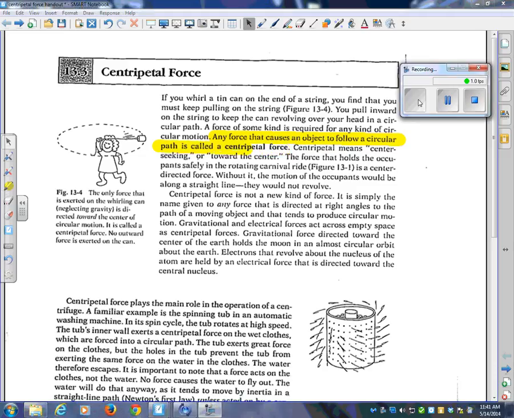What is centripetal? It means center seeking, or toward the center. The force that holds the occupant safely in the rotating carnival ride, figure 13.1, which I don't think we see here.